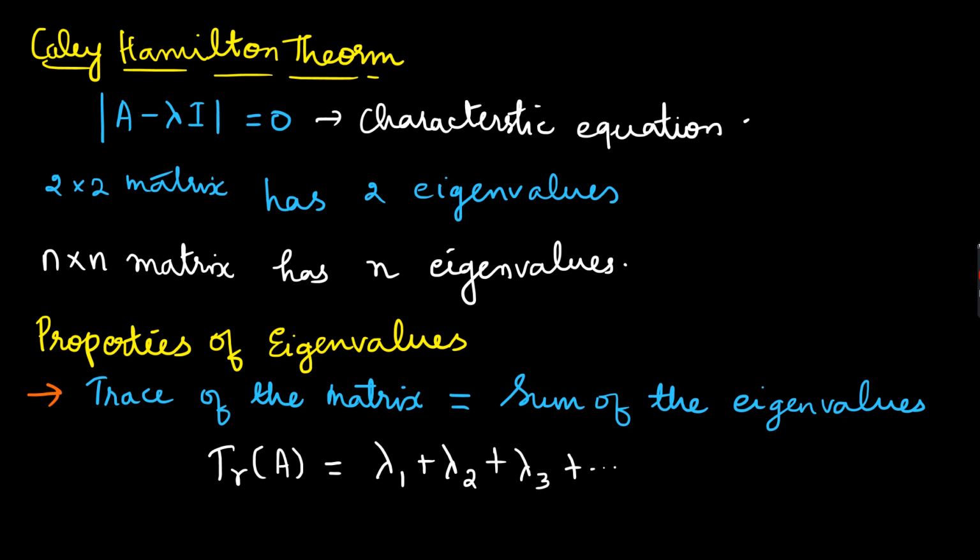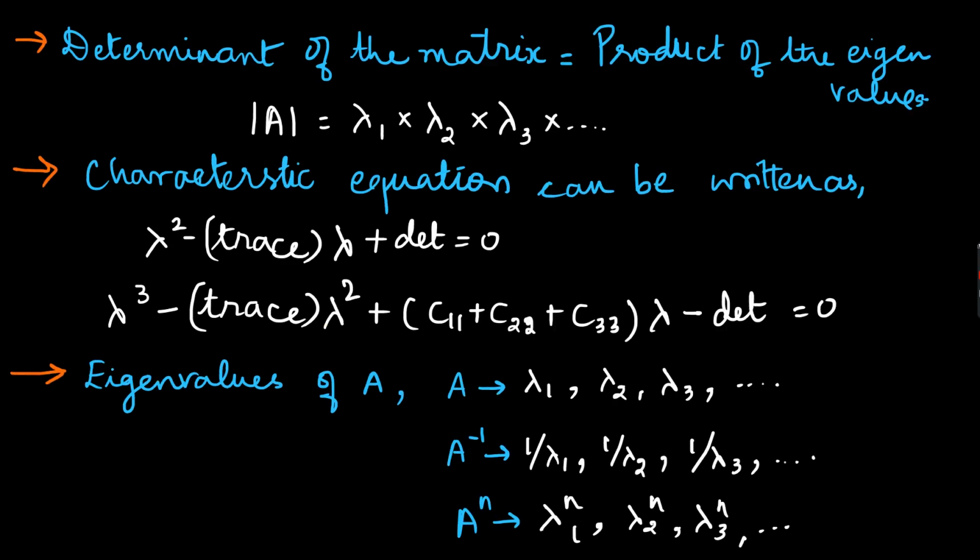So let us see some properties of eigenvalues. Trace of the matrix is equal to the sum of the eigenvalues. So if you have found the eigenvalues and you sum them, it will be equal to the trace. What is trace here? Trace is nothing but the sum of the diagonal elements of the matrix. So if you sum the diagonal elements of the matrix, it will be equal to the sum of the eigenvalues. This is an important property which will help you solve problems in a few seconds.